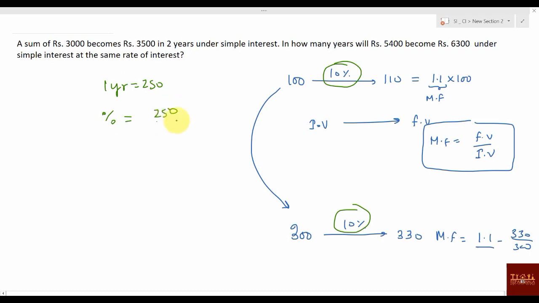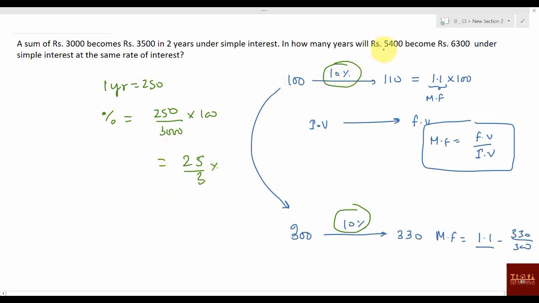So what is the percentage rate of interest? You can say 250 divided by 3000 into 100. And then you will be getting some rate of interest. So it will be 25 by 3% per annum. Okay. 25 by 3 is 8.33%. Okay. Now 8.33% is the rate of interest.